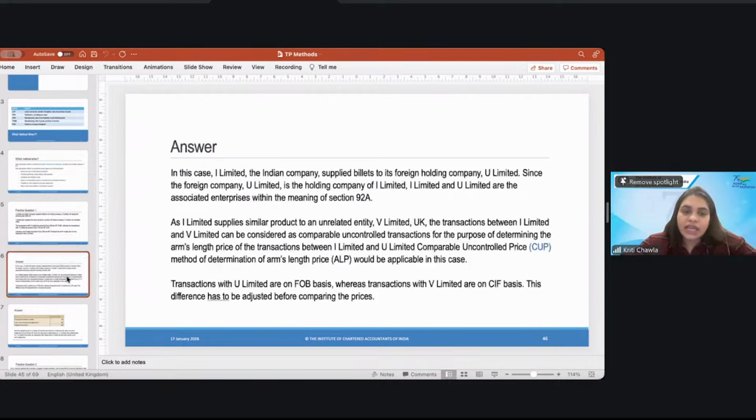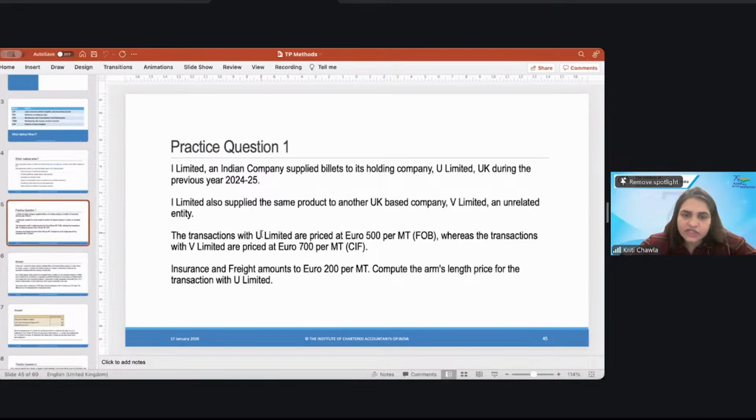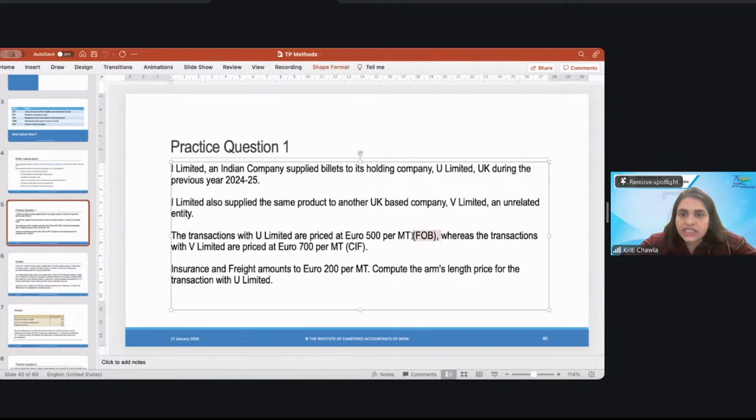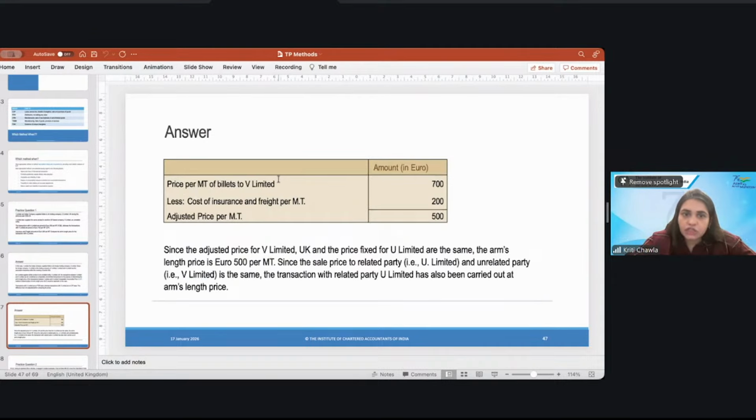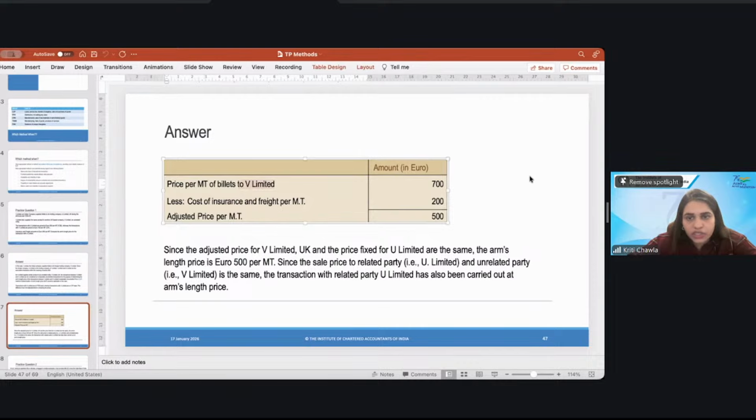Now, yes, I do understand that transactions with U Limited are priced at FOB, and transactions with V Limited, which is an unrelated party, are priced on a CIF basis. So in the answer, the next thing that you'll mention is that we shall make a reasonable adjustment so as to compare the two prices. You always, as I mentioned, start with the uncontrolled transaction. If you remember, when we discussed the other example for the CUP method, I told you that you start with the uncontrolled transaction, which in this particular situation is 700 rupees.